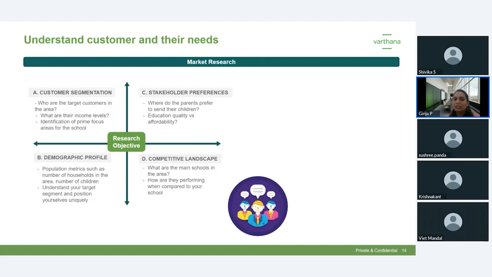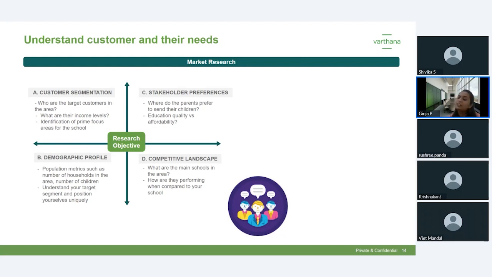First can be customer segmentation. Who are the target customers? What are their income levels? In this you're trying to identify their primary focus for the school. Second objective can be the demographic profile. For the customer segment you are seeing, what do their demographic profiles look like, the number of households, the number of children they have, and the target segment and position, so you can position yourself uniquely based on that. And third, you can look at stakeholder preferences, your customers' or parents' preferences.